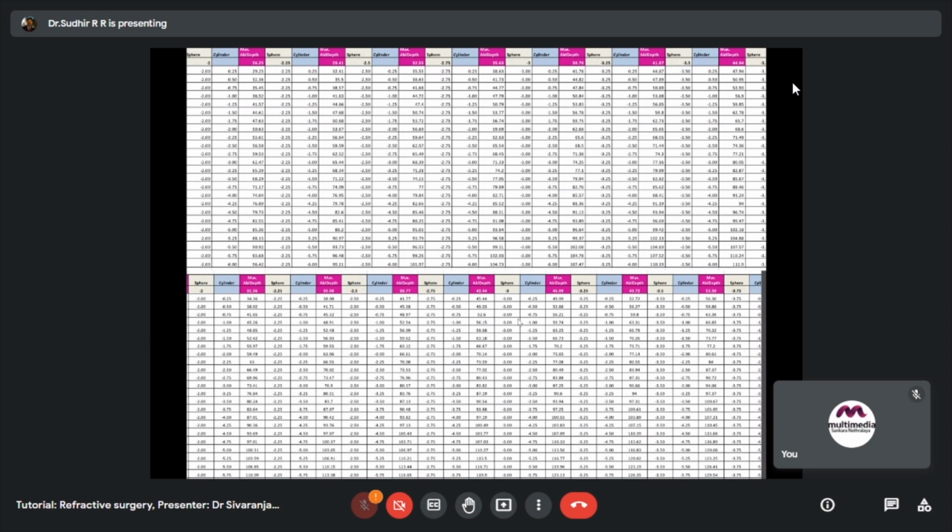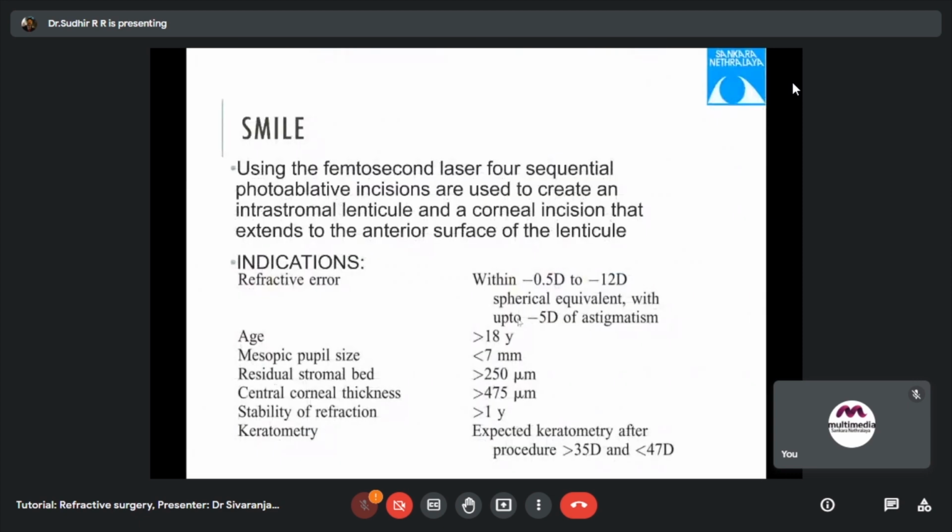With iatrogenic ectasia, you are creating a thin cornea. Because of intraocular pressure and various forces, the cornea tends to thin out. This is called post LASIK ectasia or post refractive surgery ectasia. Most commonly it is post LASIK, because the residual bed thickness goes very small, whereas in Epi-LASIK we try to preserve as much as more than 350. Correct? Fine.